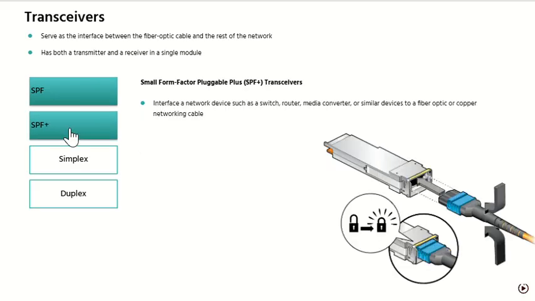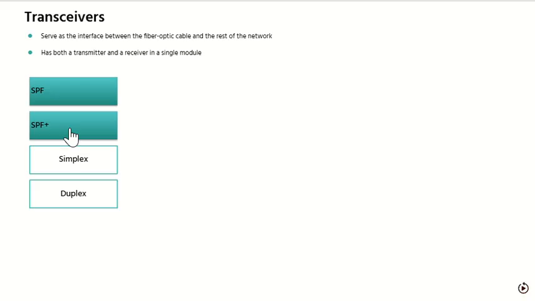SFP Plus is an enhanced version of the SFP that supports data rates up to 10 Gbps. It is a popular choice for network and storage system applications due to its higher bandwidth capabilities over its predecessor. Select the next option.